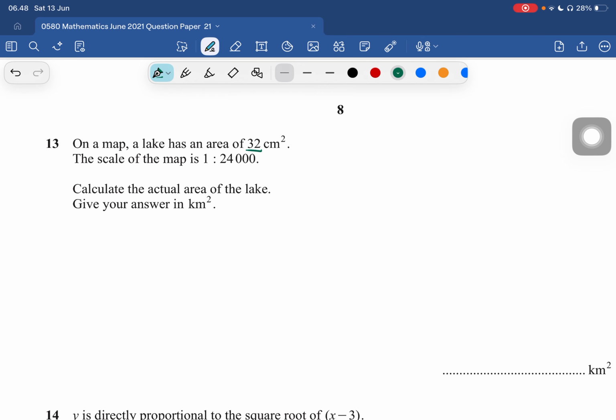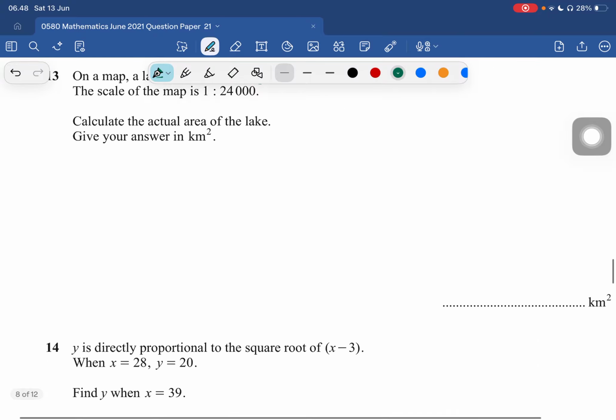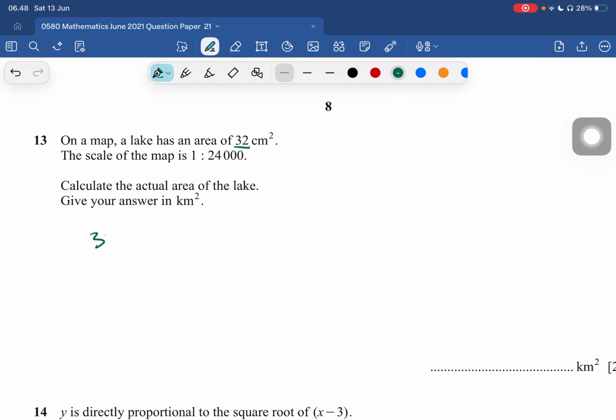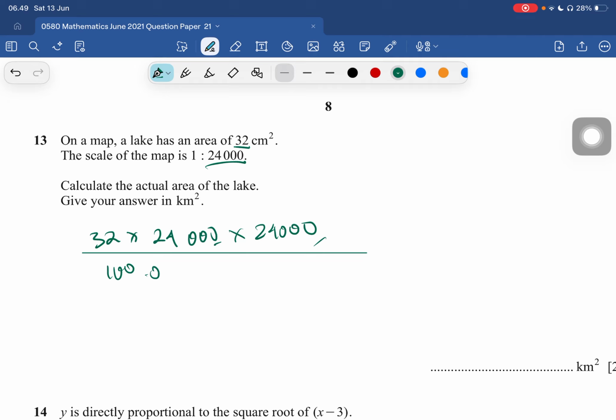Okay, on a map, the lake has an area of 32. The scale of the map is 1 to 24,000. Calculate the actual area of the lake. As we got 32 here, we multiply by 24,000, multiply again by 24,000 as it is area, and as this is in centimeters, let's change it into kilometers, so we divide by 100,000, also 100,000.